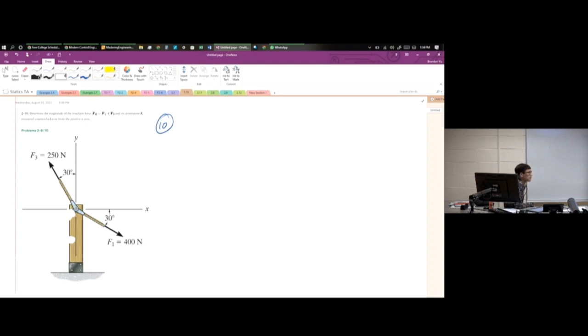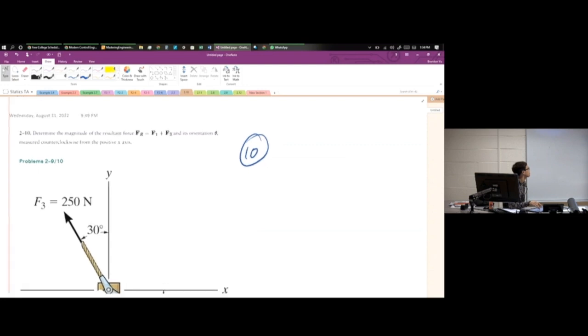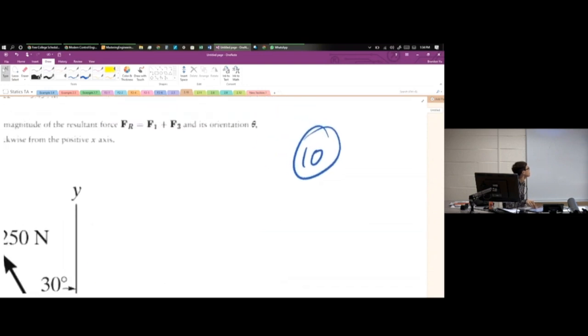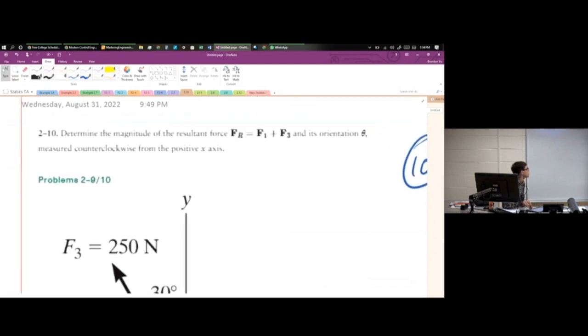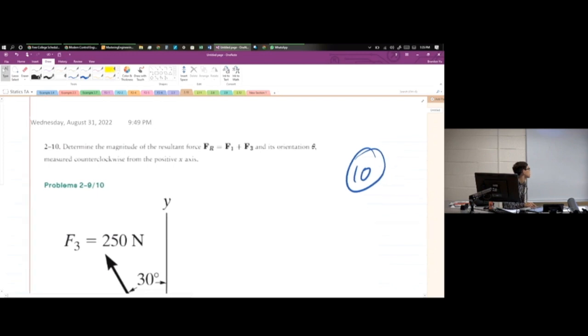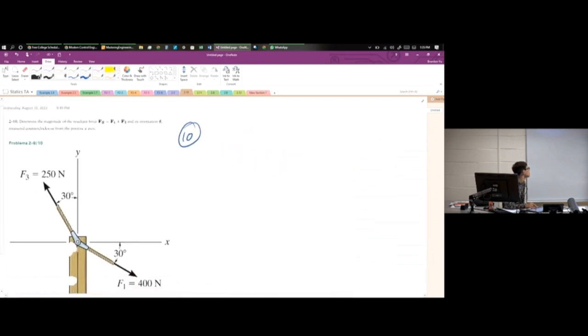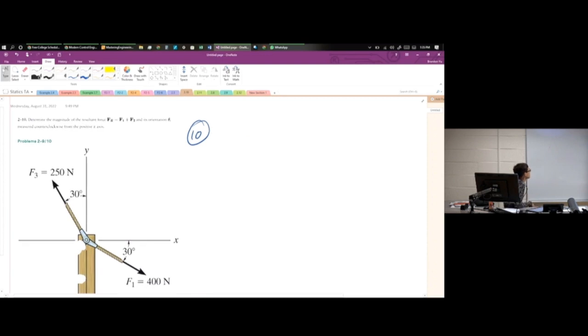So they want the components of R and the angle. Right, so they want Fr equals F1 plus F3, and its orientation theta measured clockwise from the positive x-axis.